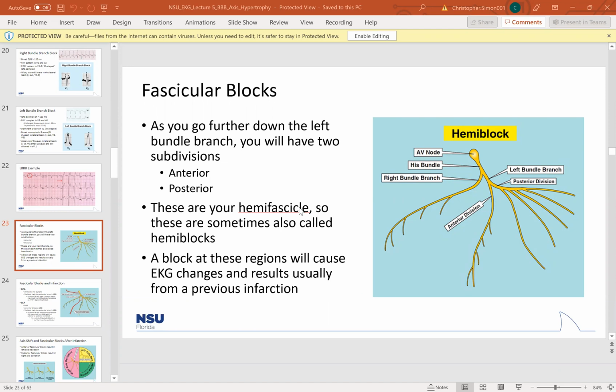Hello again, my friends. We're going to be talking about bundle branch blocks today. So let's just pick up where we left off. Last time we talked about axis and axis deviation, as well as calculating the vectors associated with axis deviations. So now we're going to talk about bundle branch blocks.